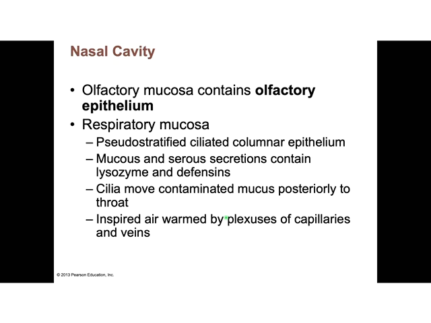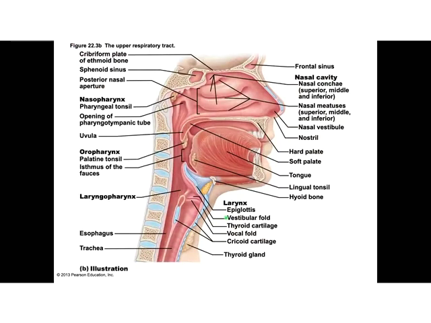The respiratory mucosa is pseudostratified ciliated columnar. Mucus and serous secretions have lysozyme and defensins in them, and the cilia move contaminated mucus back towards the throat. Inspired air is warmed by plexuses of capillaries and veins, and the sensory nerve endings are going to trigger sneezing. And you can see here again a close-up of the structures, right? There are the conchae, and there are the meatuses between them.